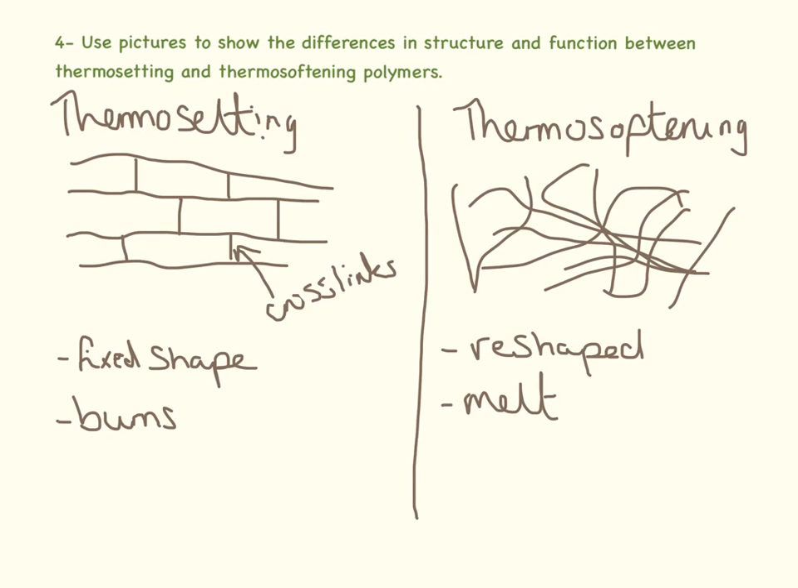So here are my pictures for thermosetting and thermosoftening polymers, and you'll notice that thermosoftening polymers are all jumbled up all over the place, whereas thermosetting polymers look like a brick. Give yourself a mark for each of those pictures. Now, the important difference between thermosetting and thermosoftening polymers are these cross links here. This means that thermosetting polymers are in a fixed shape, and if you heat them, they're going to burn. Thermosoftening polymers can be reshaped. If you heat them up, they are going to melt and they can be reshaped and formed into something else.